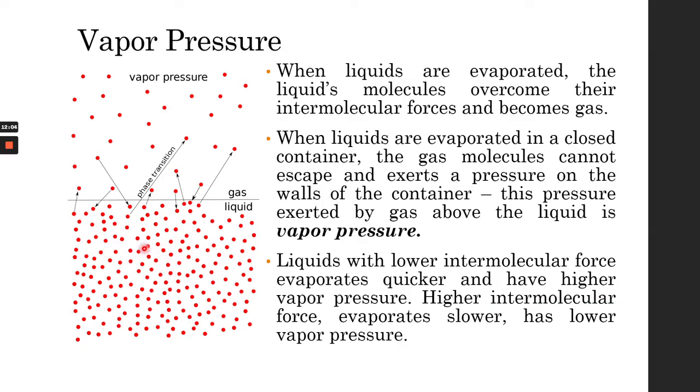Kapag mahina yung intermolecular force ng liquid, mas mabilis siya mag-evaporate. So if it is faster to evaporate, it means mas mabilis mag-release yung gas from the liquid. It means mas mataas yung vapor pressure sa taas. So ibig sabihin, mas marami yung gas molecules on the surface on top of the liquid.